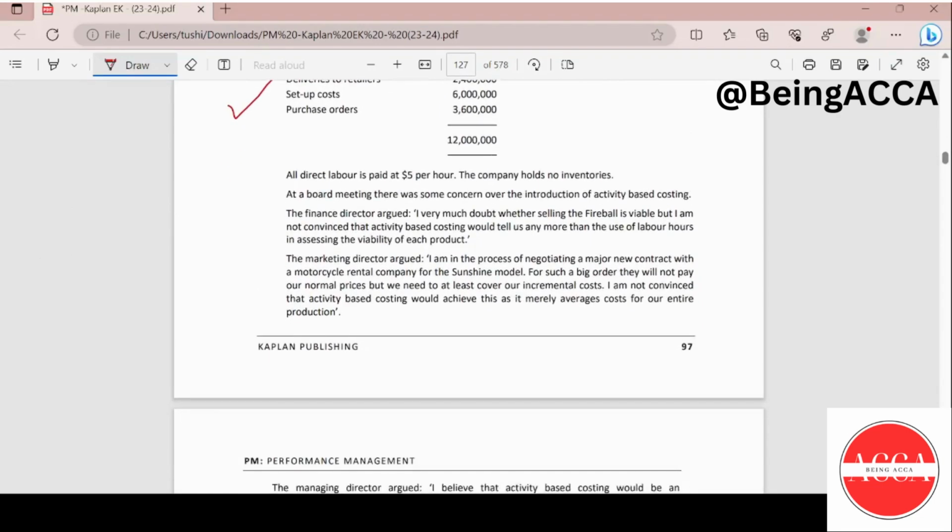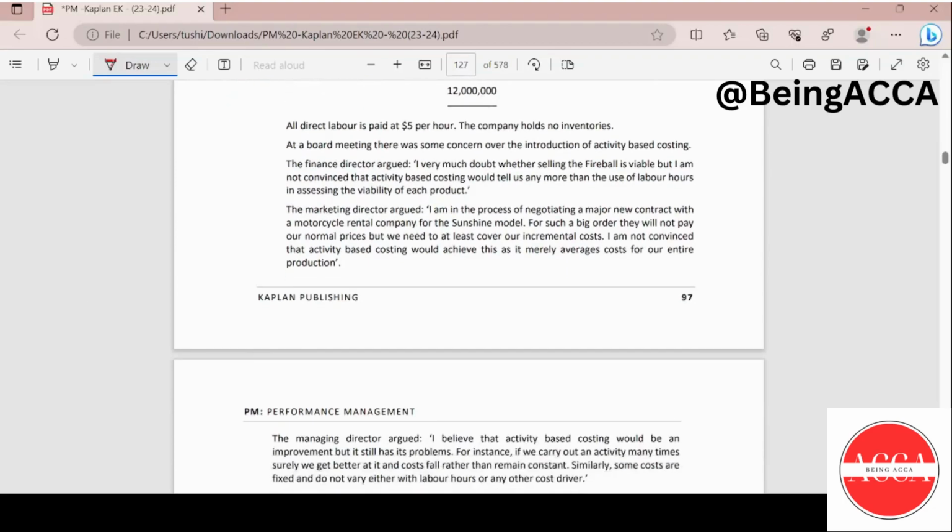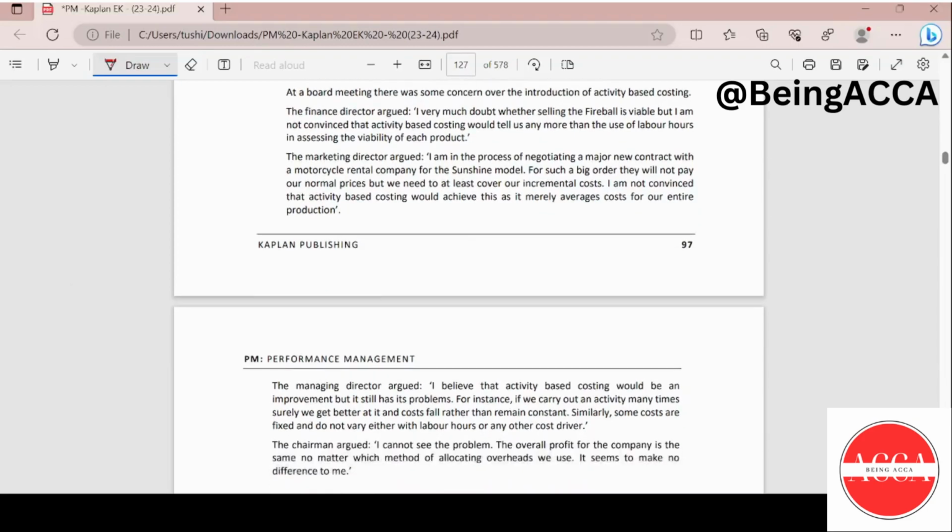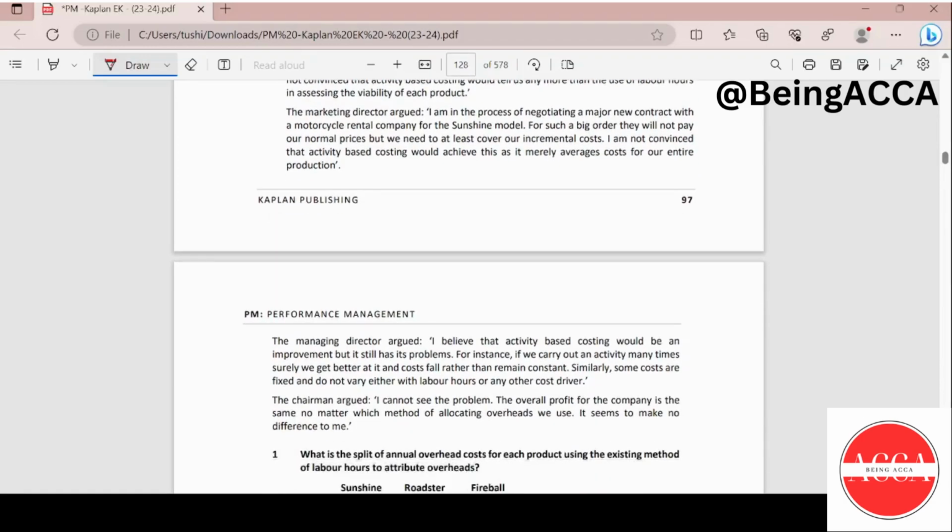At a board meeting, there was some concern over the introduction of activity based costing. The finance director argued, I very much doubt whether selling the Fireball is viable, but I am not convinced that activity based costing would tell us any more than the use of labor hours in assessing the viability of each product. The marketing director argued, I am in the process of negotiating a new major contract with a motorcycle rental company for the Sunshine model. For such a big order, they will not pay our normal prices, but we need to at least cover our incremental costs. I am not convinced that activity costing would achieve this, as it merely averages costs for our entire production.